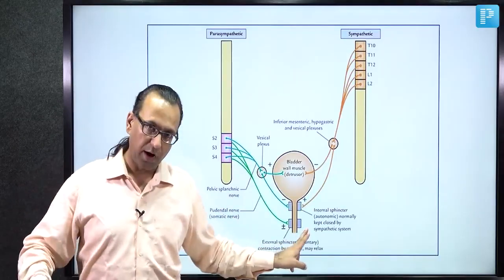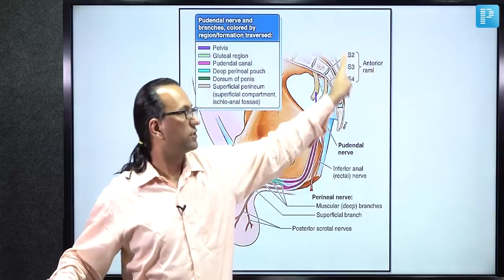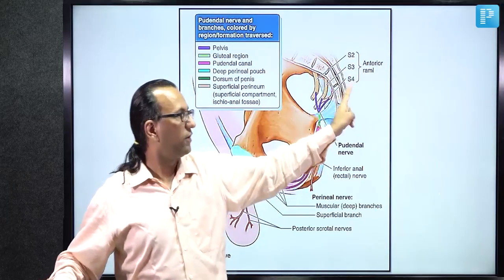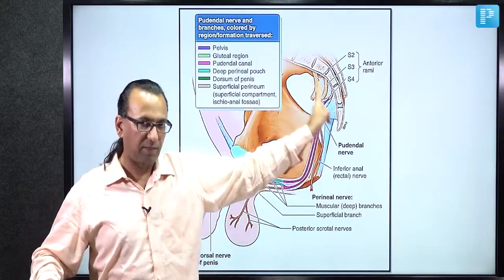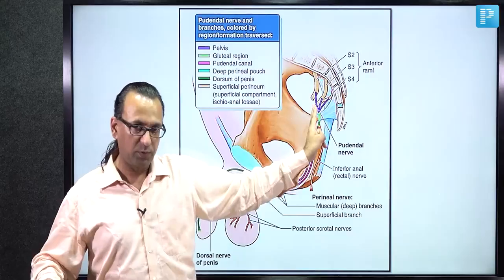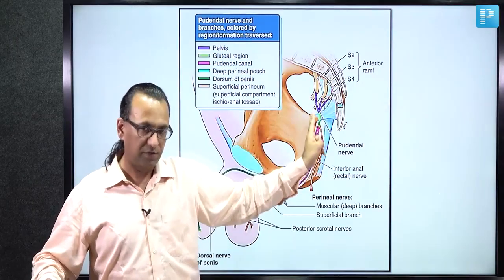Let us talk more about the pudendal nerve now. The pudendal nerve is coming from the anterior primary ramus of S234 in the pelvis region. The spinal cord segments S234 will form the pudendal nerve, and it will be formed in the pelvis region and leave the pelvis through the greater sciatic notch in the hip bone. Then it will be hooking behind the ischial spine while being in the gluteal region.